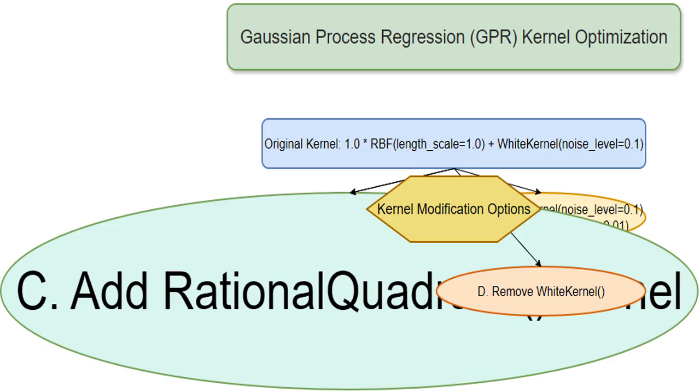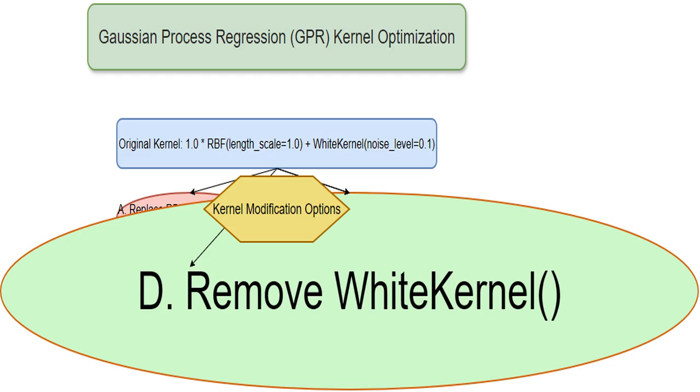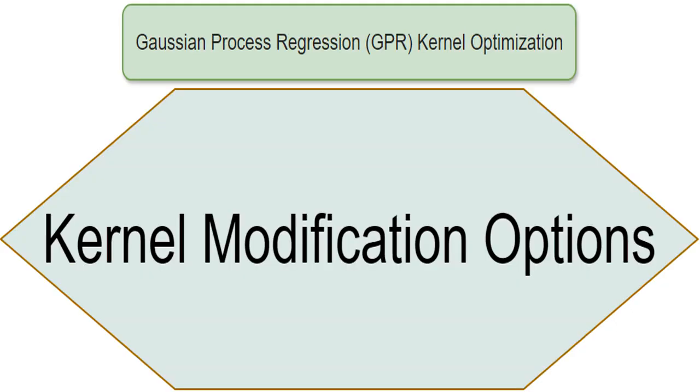This kernel is similar to the RBF but offers more flexibility in capturing different levels of smoothness. I could remove the white kernel entirely, but this assumes the data has no noise at all, which is unlikely in real-world scenarios. This would probably lead to a poor model. These are the various ways I can change my kernel to improve my GPR model.